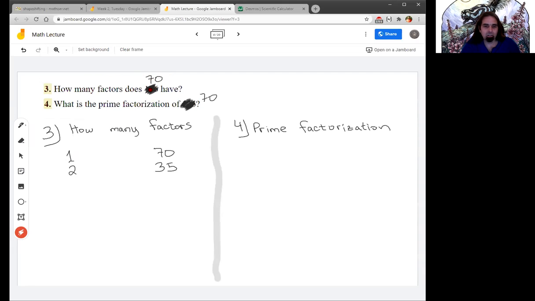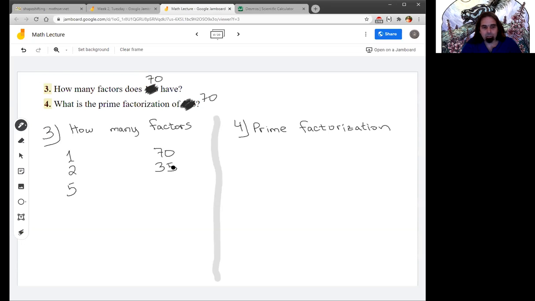Does 4 work? No, because we know 4 times 20 is 80. So if we count by 4s, we'll get to 80. We won't get to 70 because we won't go 10 at a time counting by 4s. So 4 doesn't work. 5? Yes, it ends in 0. So it's going to be 5 times something.